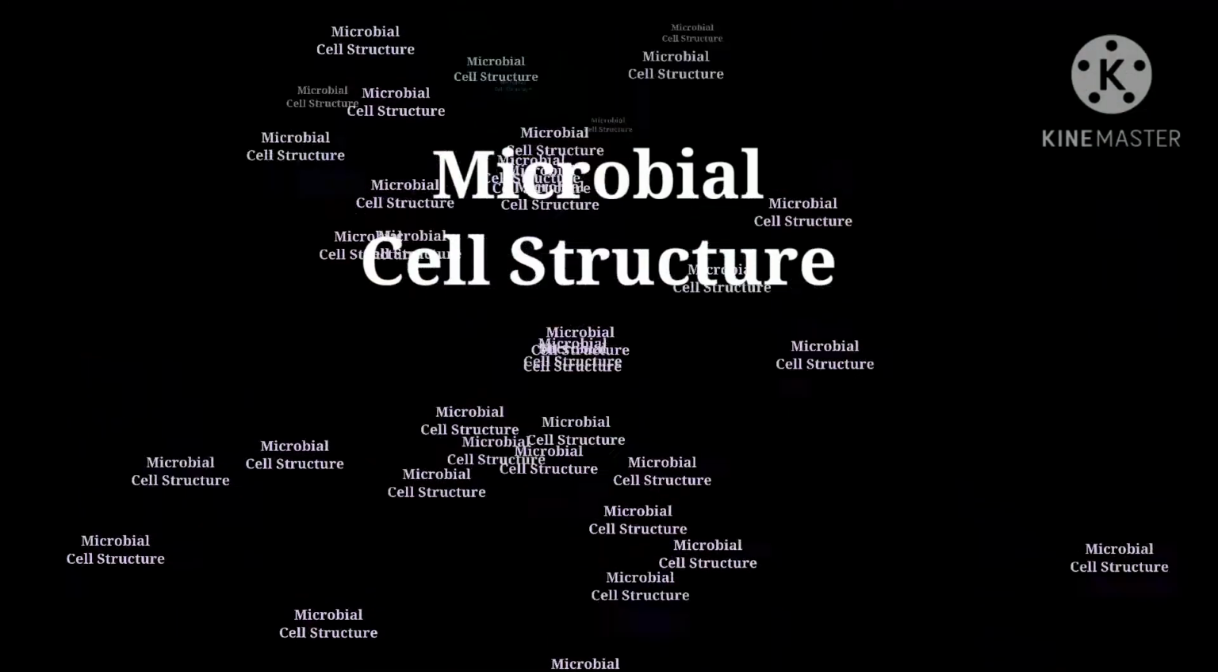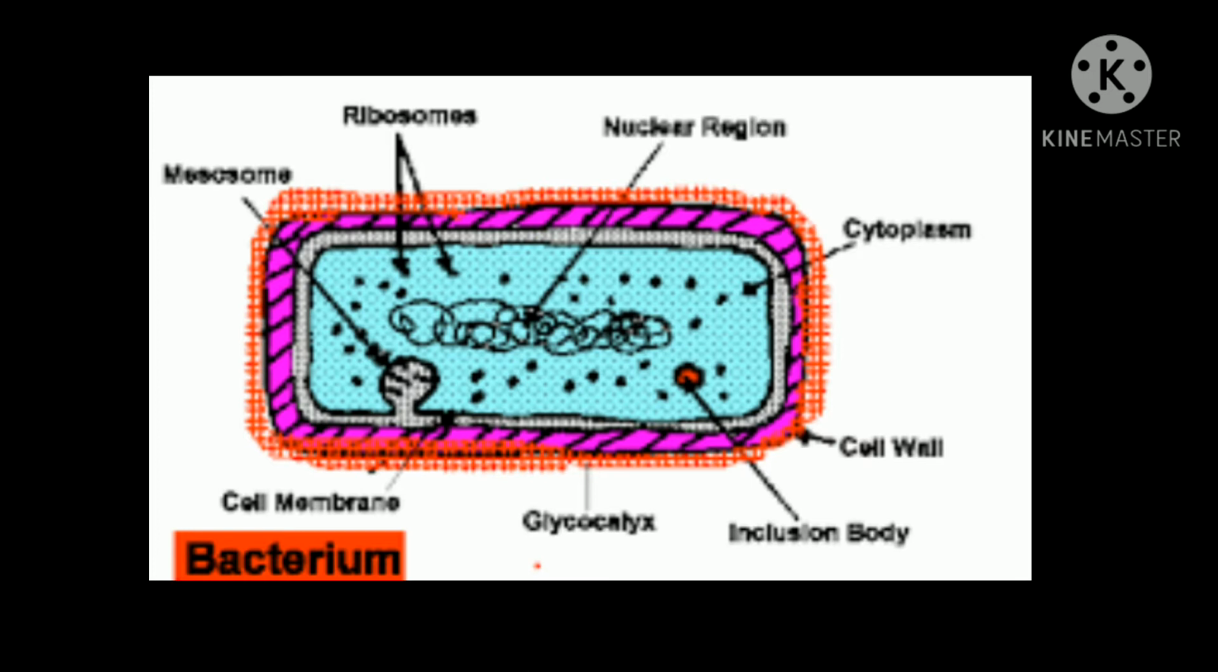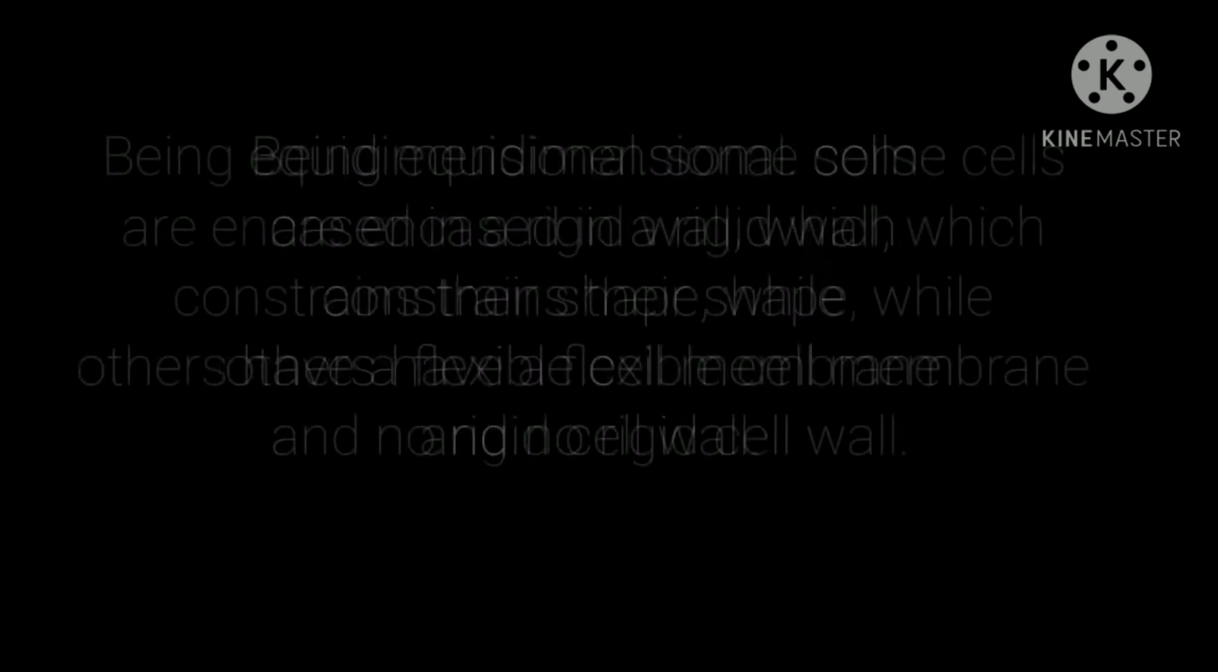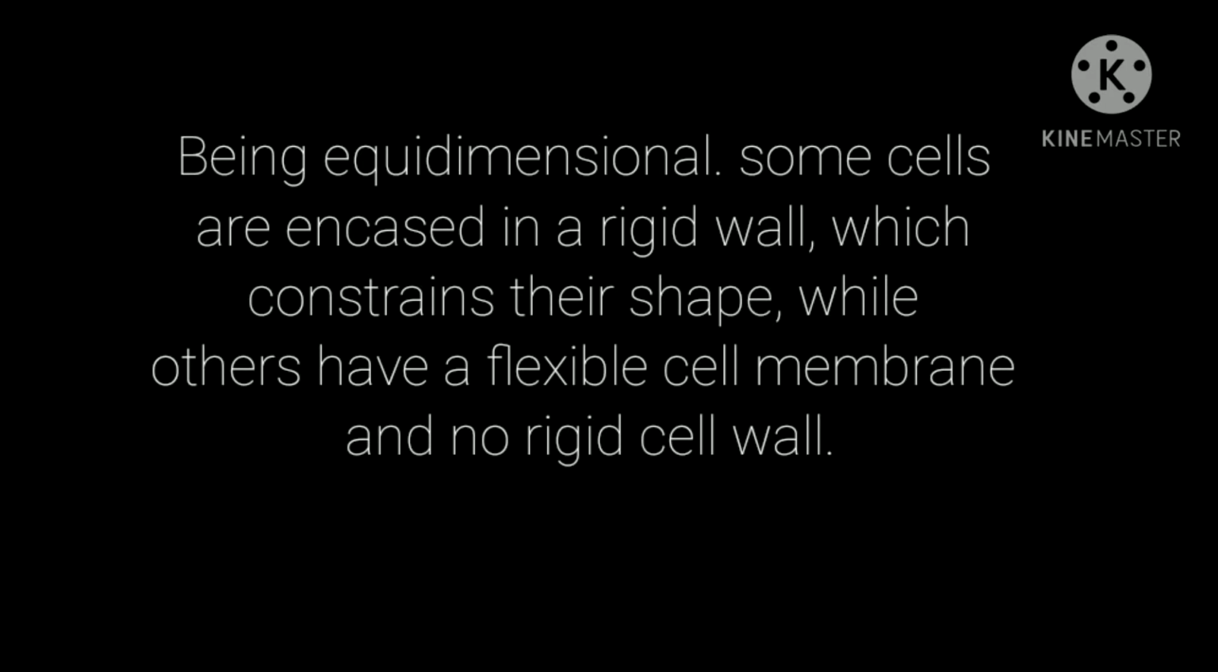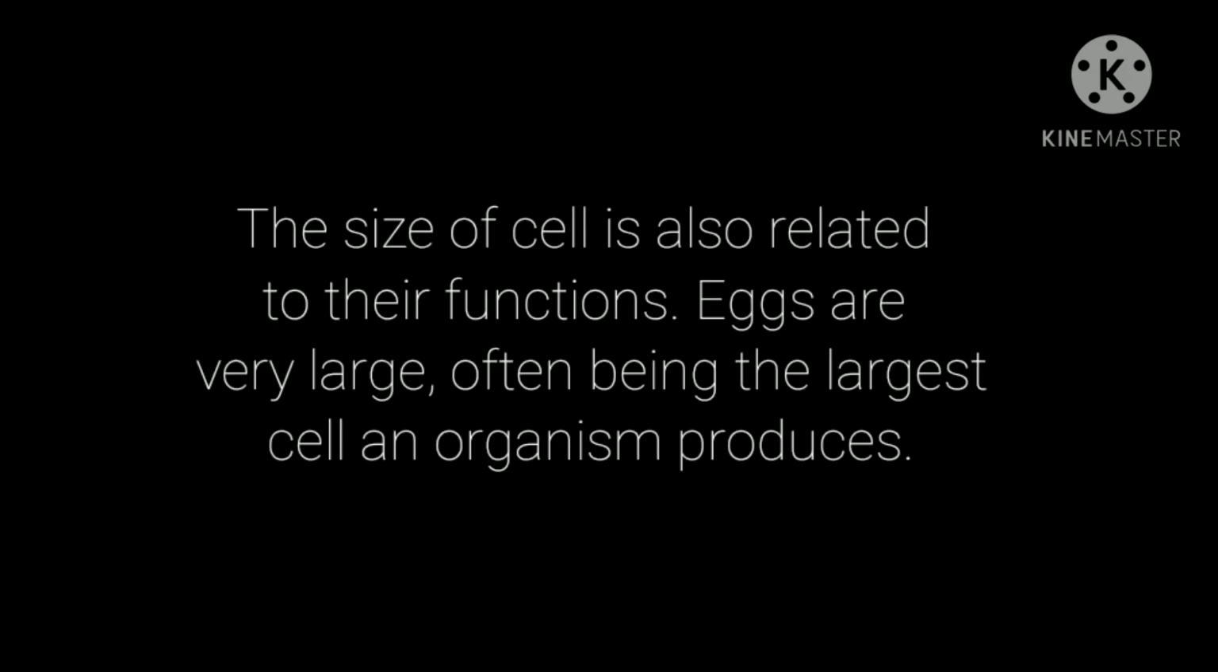Microbial cell structures are quite varied, with some, such as neurons, being longer than they are wide, and others, such as parenchyma, being equidimensional. Some cells are encased in a rigid wall, which constrains their shape, while others have a flexible cell membrane and no rigid cell wall. The size of cells is also related to their functions.